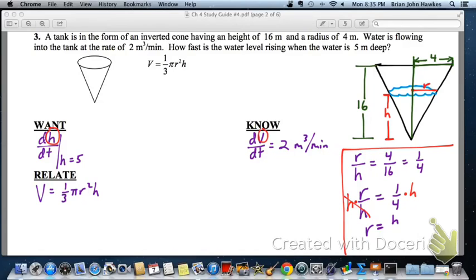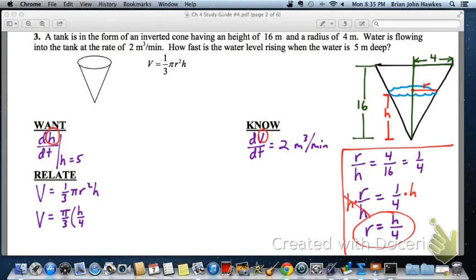So r is equal to h over 4, and this is our key relationship between our r and our h, and so we're just going to use that in our equation. So we're going to substitute that in. We have, let's write the 1/3 pi as pi over 3, and the r, again, looking over there, is our h over 4.